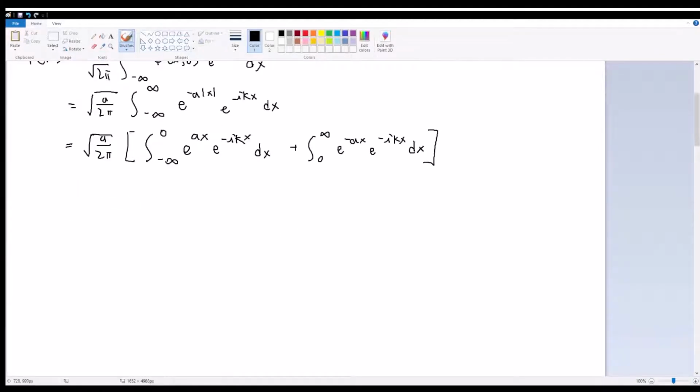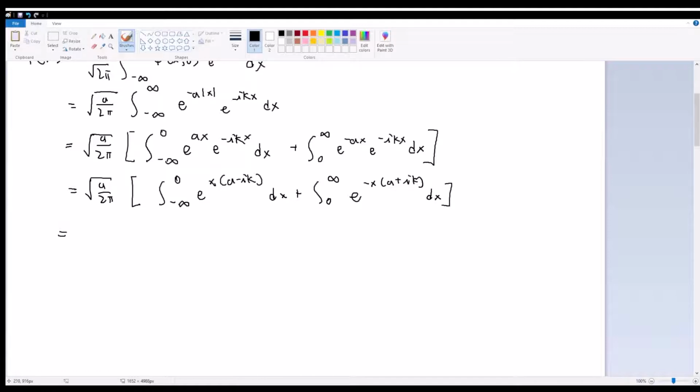And now we just combine them and we do the integral. So this is going to give us the square root of a over 2 pi times the integral from negative infinity to 0 of e to the x times a minus ik dx plus the integral from 0 to infinity of e to the negative x of a plus ik.